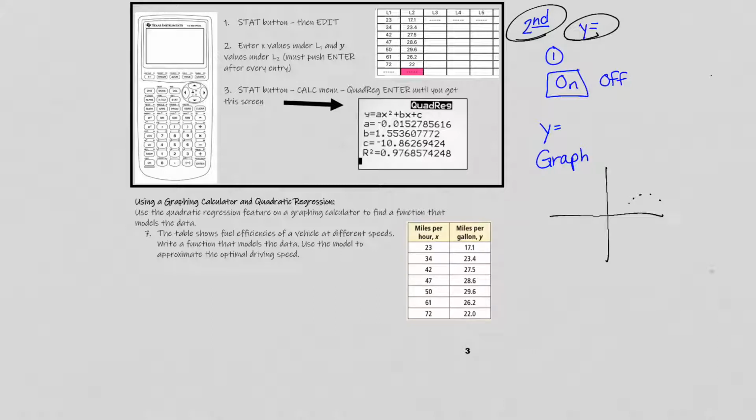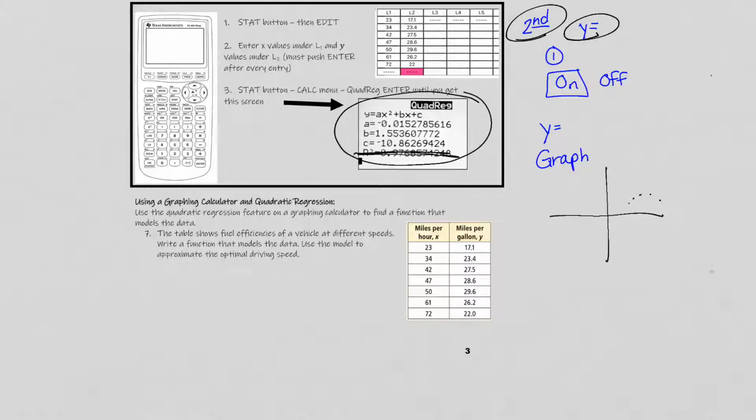So scroll over to calc, and we want quadratic regression. Now for me, that's number 5. Okay, but make sure it says quadratic regression. And then you push enter until it gives you this information. If it doesn't give you R squared, then you need to turn your diagnostic on under your catalog, but for quadratics we don't need it. We needed that for linear, okay?